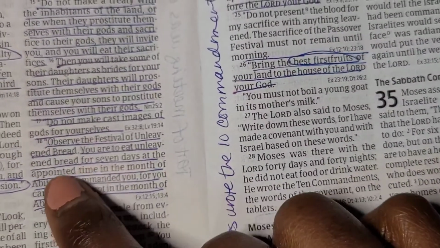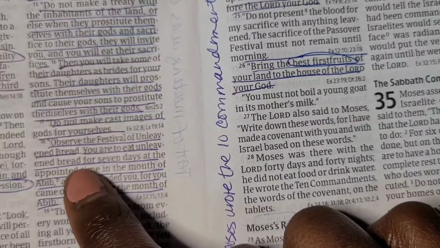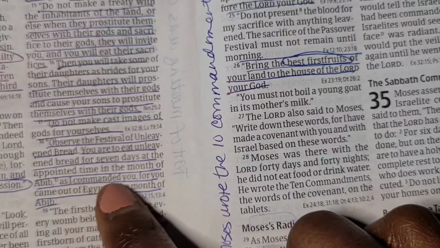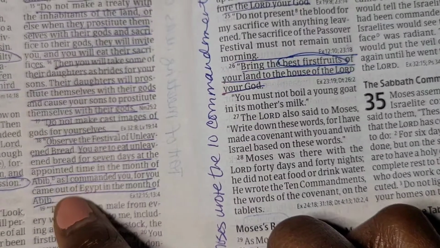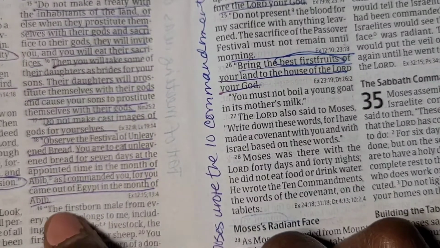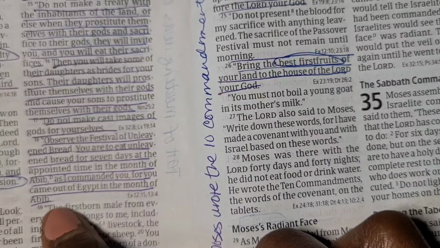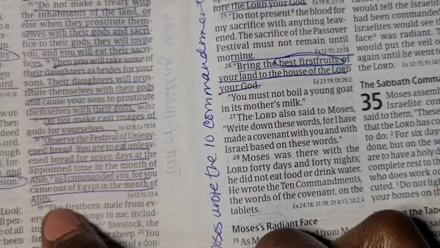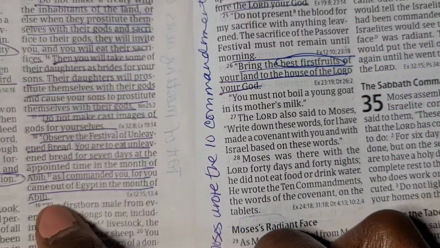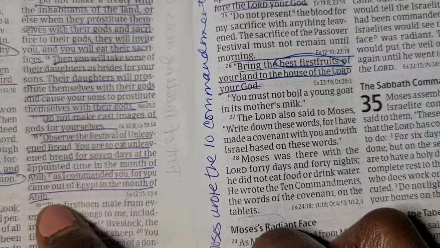So it says, observe the festival of unleavened bread. You are to eat unleavened bread for 7 days at the appointed time in the month of Abib. That's the first month, as I commanded you, for you came out of Egypt in the month of Abib. So remember, Passover is on the 14th, and it is to memorialize when they were in Egypt and Moses was raining down plagues on Egypt, on the people of Egypt and the Pharaoh. One of the plagues is, I think it was the last one, is when the firstborn was killed, right?